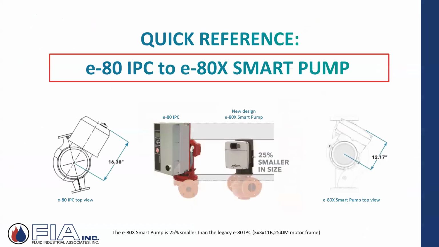So you got some, what are they? I think it's 30 horsepower is the max at the moment. Now they're just trying to compare maybe an older E80 IPC, and so just space saving, taking up a little less room in the mechanical space.